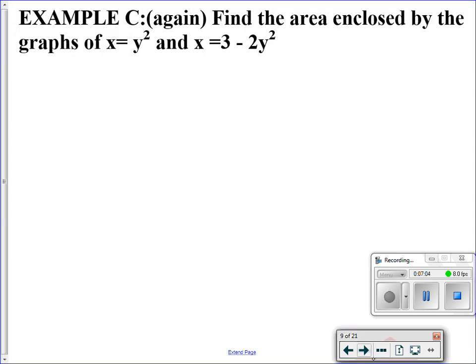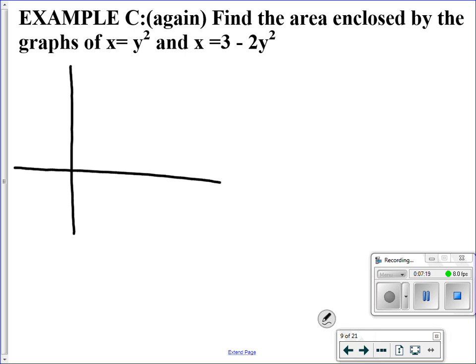Okay. So we're going to do that problem C that I kind of introduced and we ran away from the other day because we agreed it would be difficult. So we're going to start with the same graph. We're looking for the exact area enclosed by x equals y squared. Now, if you don't know what that looks like and you want to enter that into your calculator, you have to break it up into two functions: y equals the positive square root of x and y equals the negative square root of x.